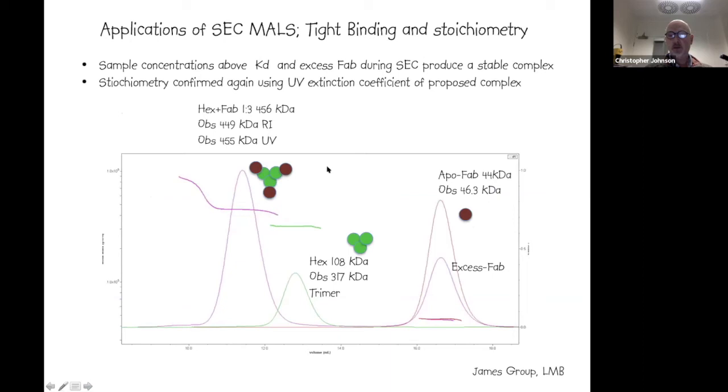Here's another example of tight binding, looking at this trimeric protein formed here, and then we were interested in its interaction with a Fab fragment. Again, you can see that this is then 3 Fabs coordinated onto one of these trimers. Again, the UV determination confirms or helps to cross-check this stoichiometry.